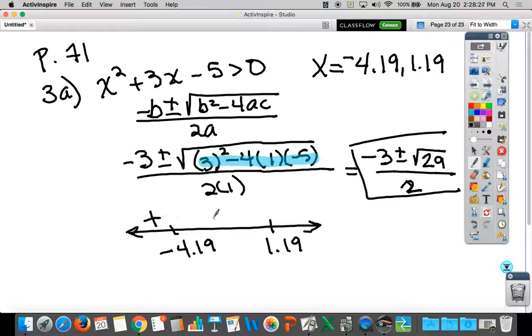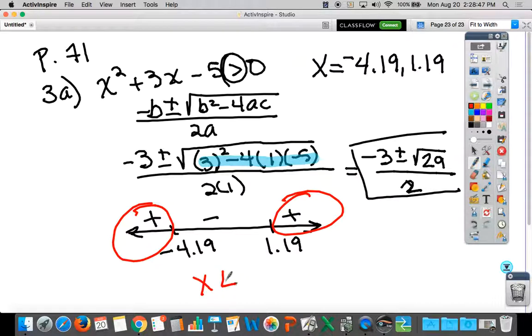Okay, I believe it was this. Am I correct? Okay. So the only problem is they want my answer in surds. And am I looking for the positives or the negatives? Okay, so that means I want this section and this section. But they don't want x is less than -4.19 or x is greater than 1.19. They want this version. So I have to figure out which one of these is the negative. How are you going to do that?